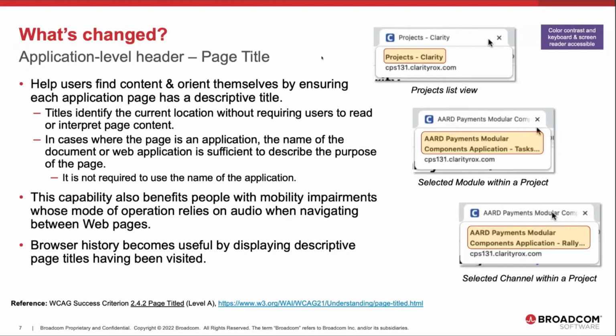So this helps users find content and orient themselves by ensuring each application page has a descriptive title. Titles identify the current location without requiring users to read or interpret the page content. So in cases where the page is an application, the name of the document or web application is sufficient to describe the purpose of the page. It's not required to use the name of the application, but we actually have it there.